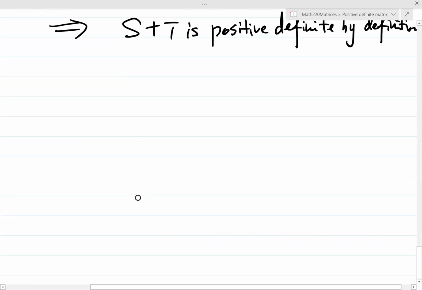Okay, the next one is a criterion that tells us when a matrix is positive definite. Theorem.